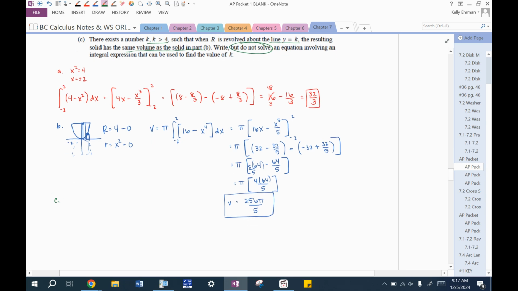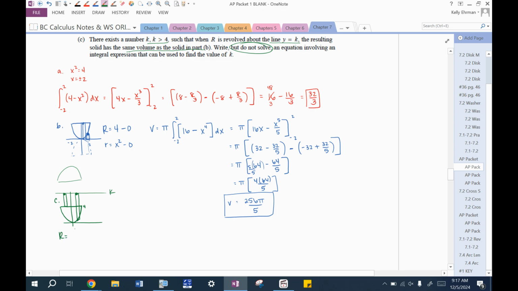So again, I'm still going to draw a picture because the location of k is important. So we have this little section going on, and this is where 4 is sitting. K is somewhere above 4. So we're just saying, okay, if you were to generate this solid, it's got the same volume as the previous one. So take a look at what this is. So this is K. So your outer portion would connect K back to the parabola, and the inner portion would connect K to 4.